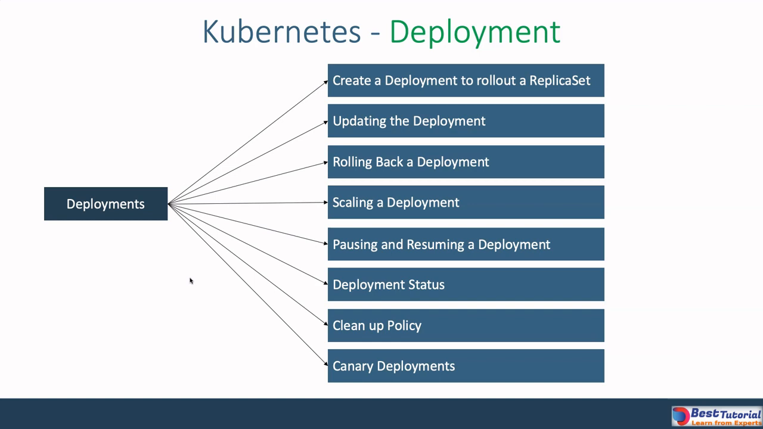So let's go ahead and create a simple deployment object, expose it as a service, access it via browser and test it once. After that, we'll move on to updating the deployment, rolling back the deployment, and pausing and resuming. All those things we are going to see step by step now.